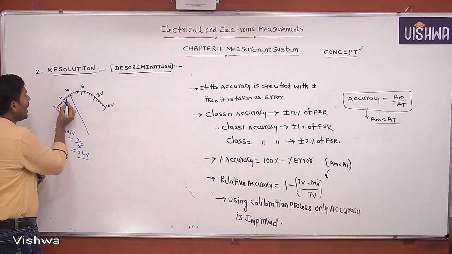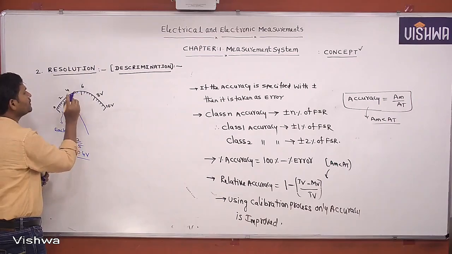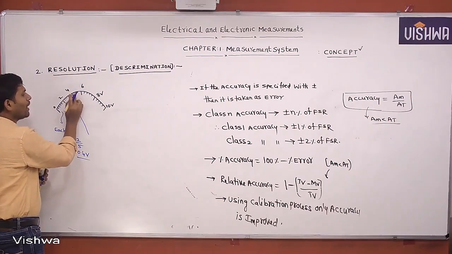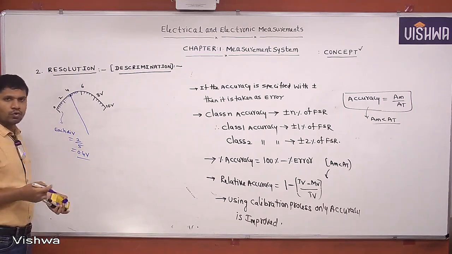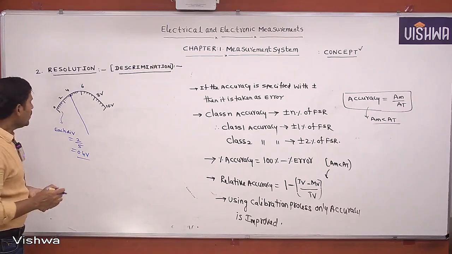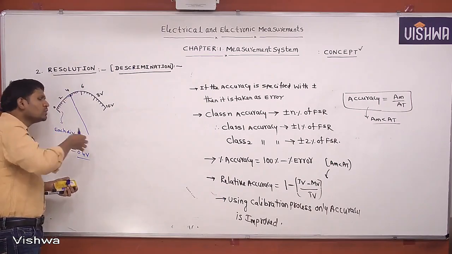2.4, 2.8, 3.2, 3.6, 4. Then 4.4, 4.8, 5.2, 5.6, 6, with 5 divisions only. Like that, each division indicates 0.4 volts. We already started the experiment, and the pointer is at 4 volts reading.